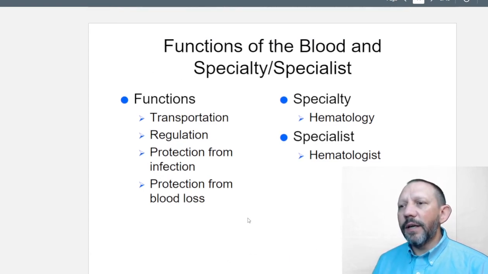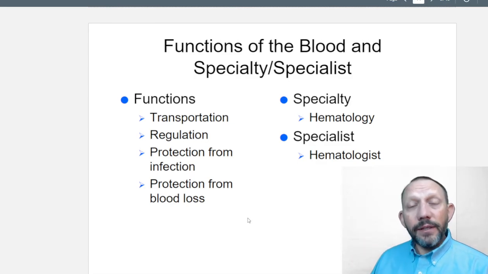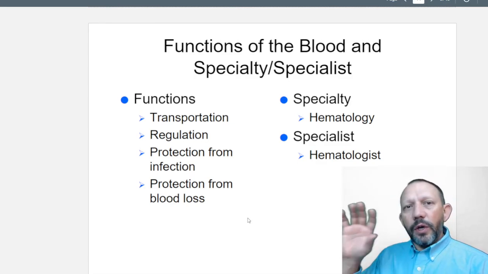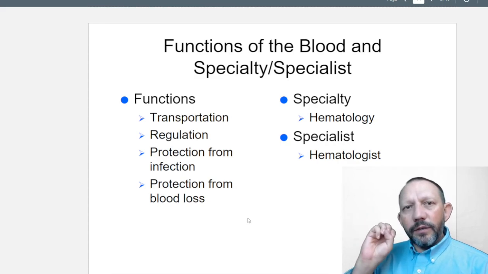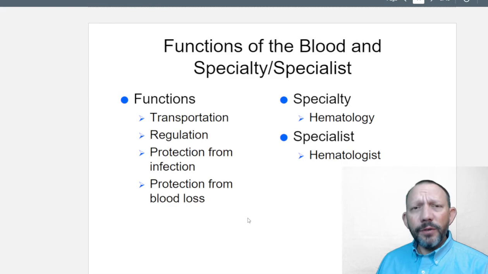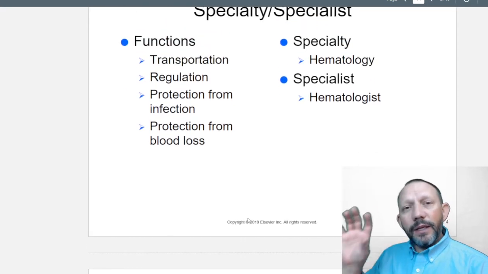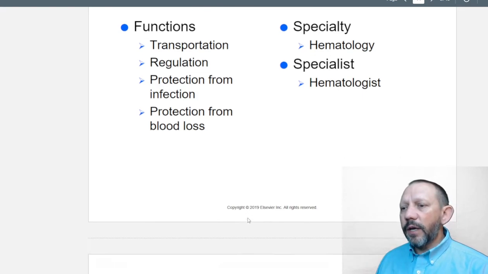Protection from blood loss. Well, how does blood protect from blood loss? That has to do with platelets and scabs and things like that, and clots. Okay, which clots are a good thing unless they jump away and become bad things. We'll talk about that too. Specialties would be a hematologist, or a specialty would be hematology, one who studies blood. Whenever you see hema, that's going to mean blood, okay? So we go through here.